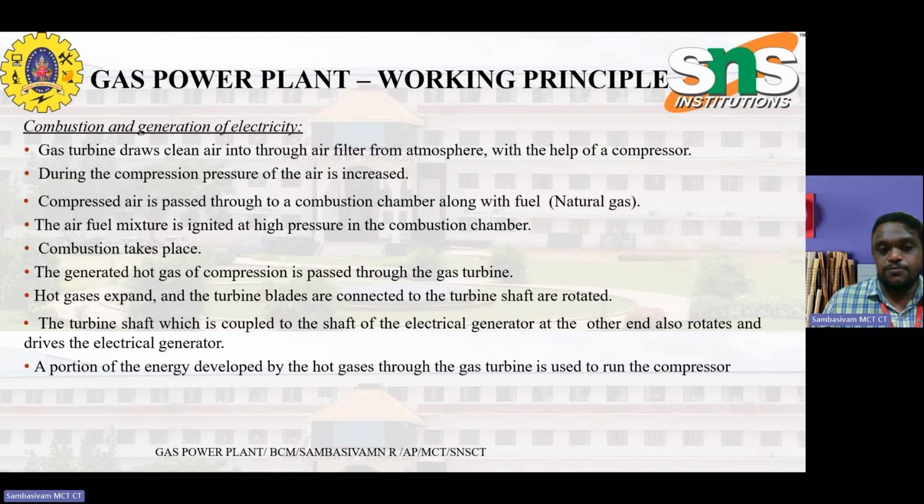The gas turbine draws in clean air through an air filter from the atmosphere with the help of the compressor. During compression, the pressure of the air is increased. Then the compressed air is passed to a combustion chamber along with the fuel, which is natural gas. The air-fuel mixture is ignited at high pressure in the combustion chamber, where combustion takes place, and then the generated hot gas is passed through the gas turbine. The hot gases expand and the turbine blades connected to the turbine shaft are rotated. The turbine shaft, which is coupled to the shaft of the electric generator at the other end, also rotates and generates electrical energy. A portion of the energy developed by the hot gases in the gas turbine is used to run the compressor.